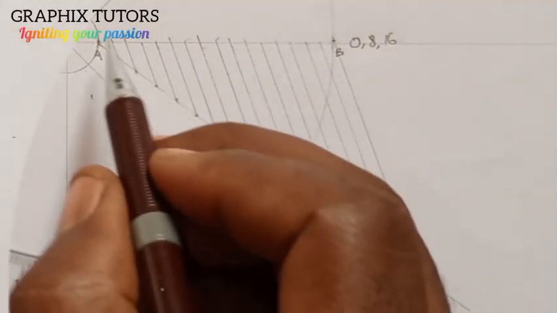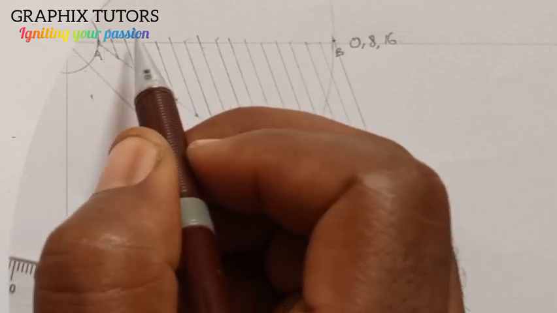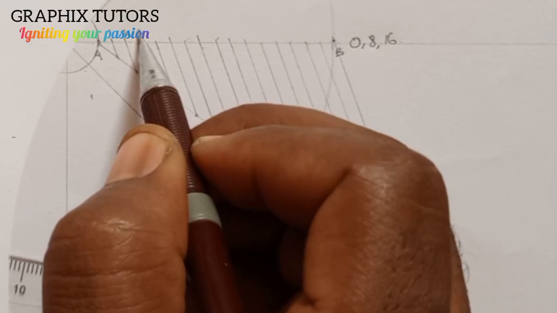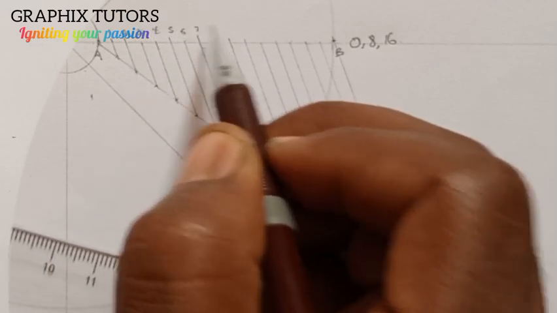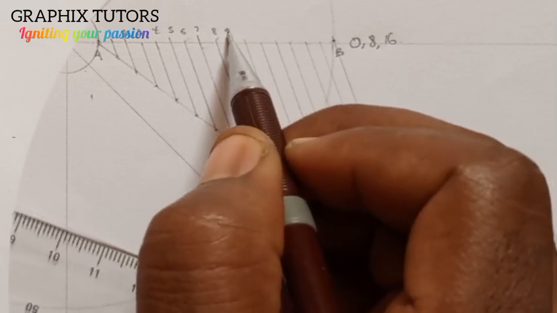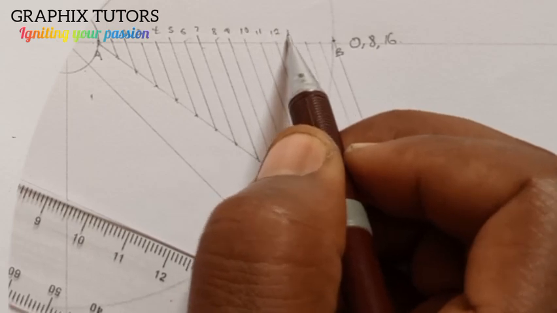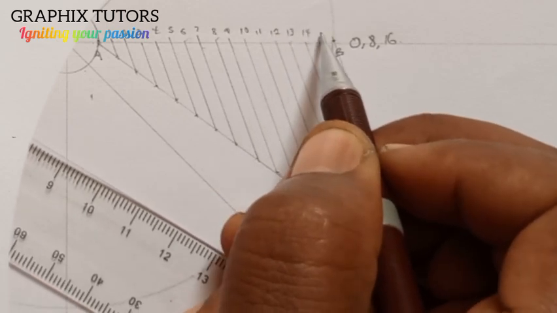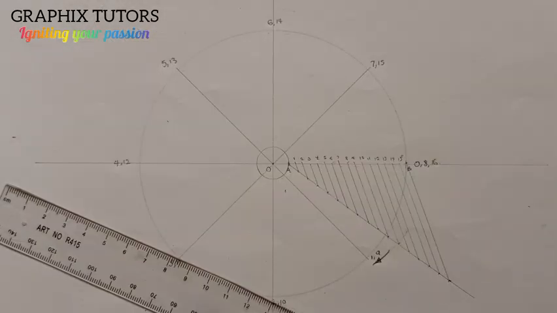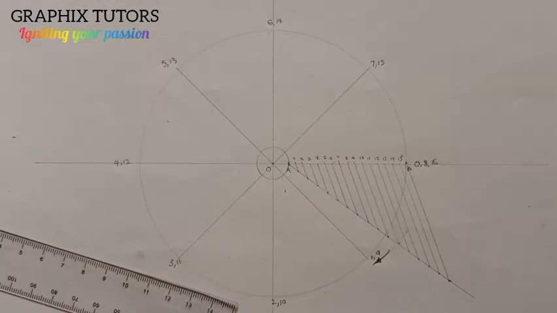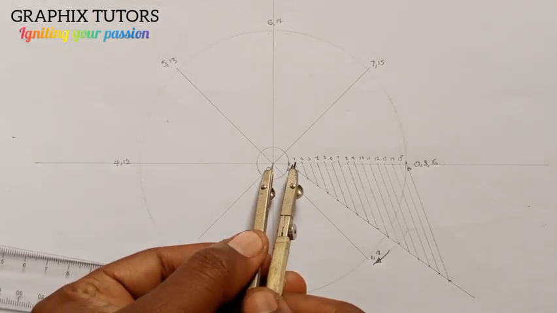Since it's 16, you move. This will be your 0. Your point A will be 0. You'll start with 1, 2, 3, 4, 5, 6, 7, 8, 9, 10, 11, 12, 13, 14, 15, then what? 16. Right?